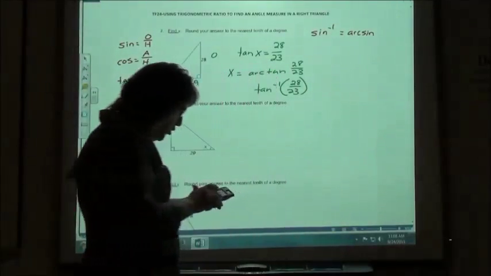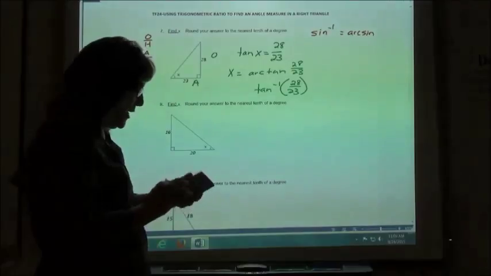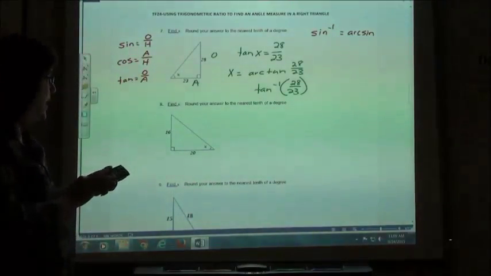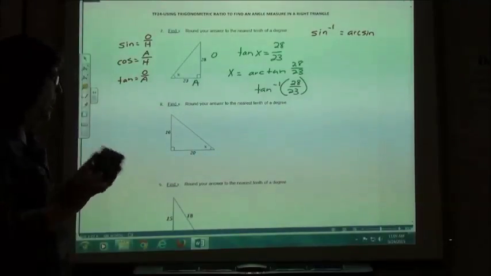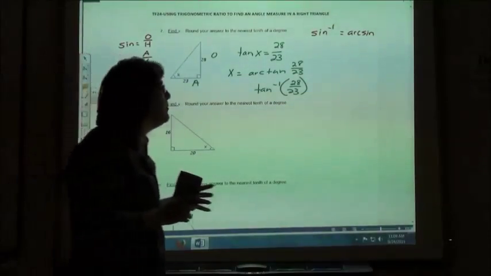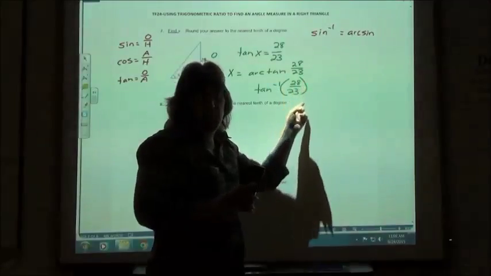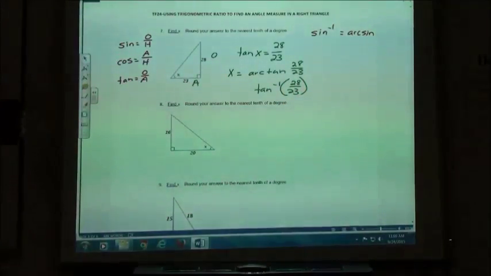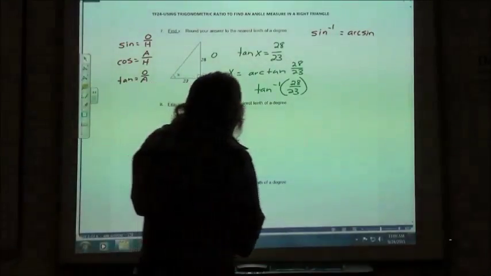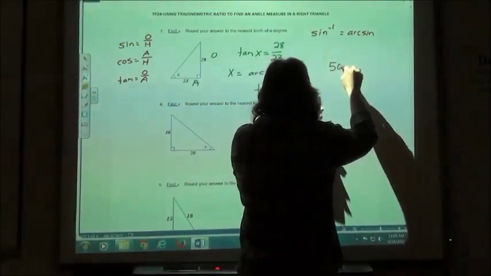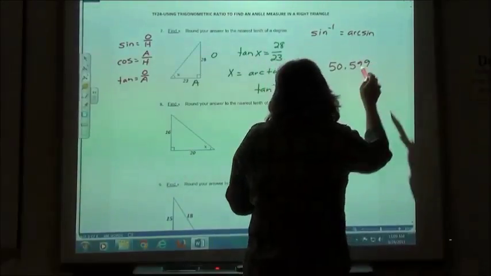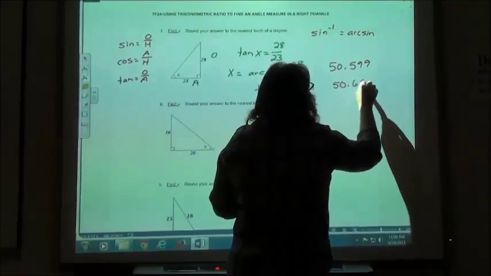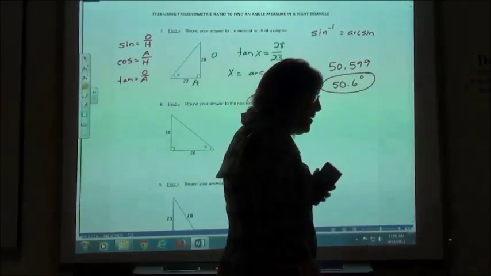So we are going to do shift tangent to get the inverse tangent or arc tangent of 28 23rds. And on the Casio, you have to use the fraction button. If you use division, then you really do need the parentheses. But if you use the fraction button, you don't have to have it there. On my calculator, I'm ending up with 50.599. We're rounding to the nearest tenth, so we would say 50.6 degrees is going to be my answer.